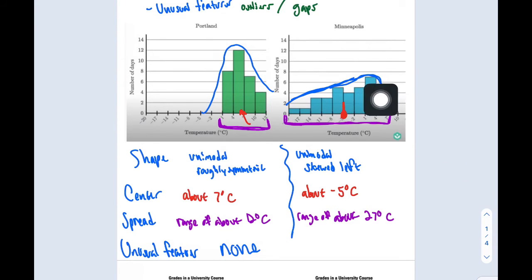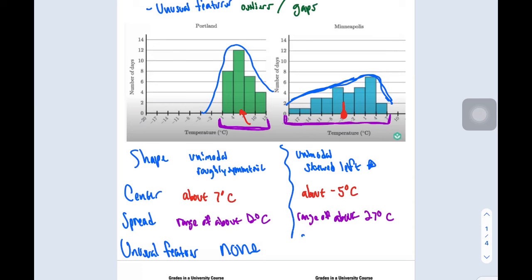Now for Minneapolis, we don't see any gaps in our bins either. Every single one of these bins is touching each other. They're right next to each other, so there's no gaps there. But do we have any possible outliers? I'm going to say that we do. The reason is we mentioned before that this distribution is skewed left, right? We said that it was skewed left because these 2 over here seem pretty low in comparison to the other ones. So they might be outliers.